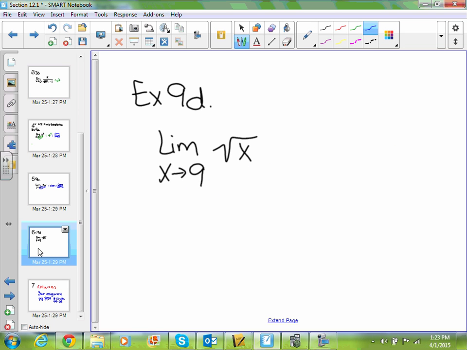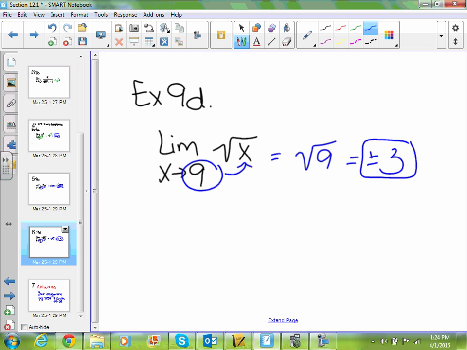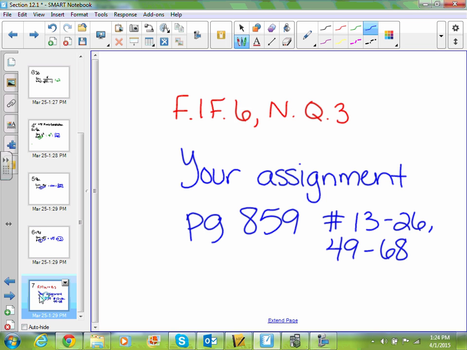And then lastly, the limit as x approaches 9 of the square root of x. If I plug in 9 for x, I get the square root of 9, which is 3, positive or negative 3. Okay, pretty straightforward. Limits are pretty easy.